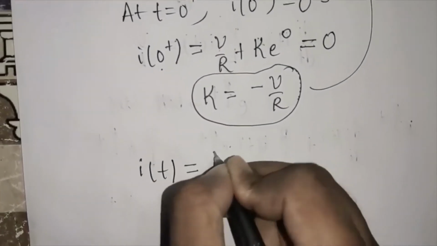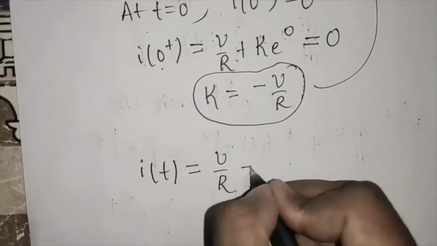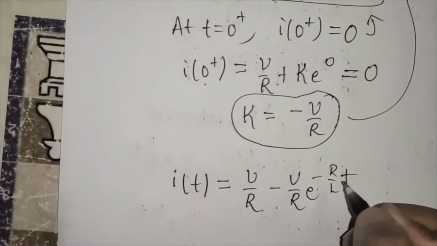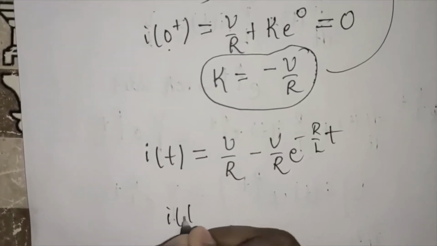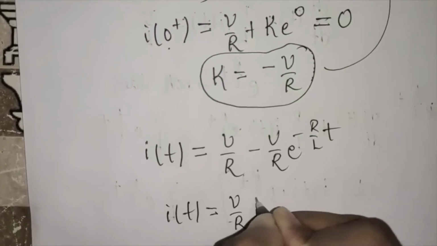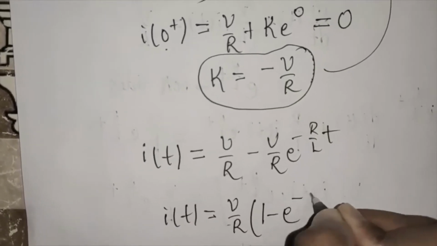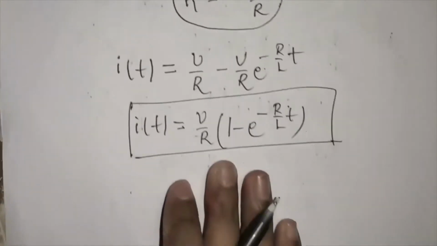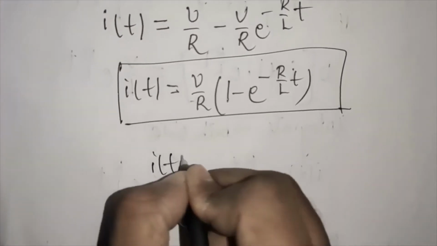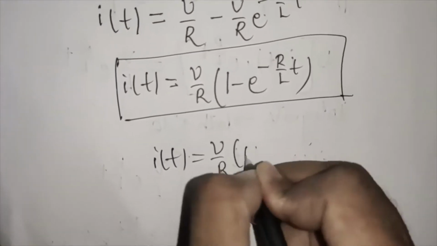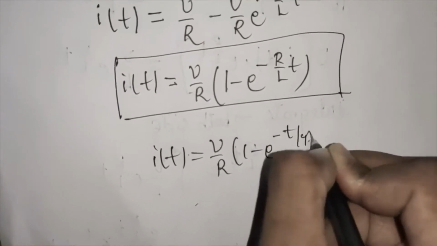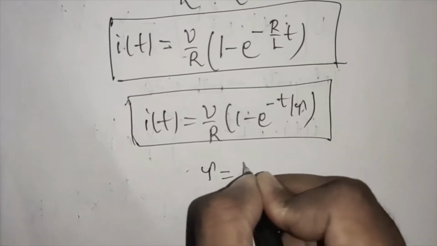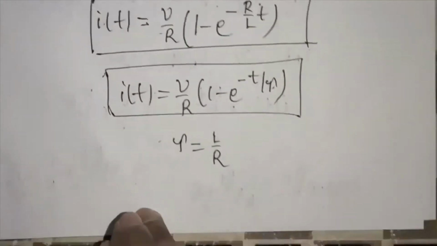I of t is equal to V by R, so instead of k, minus V by R into e power minus R by L into t. Therefore I of t is equal to V by R. If I take common, it is 1 minus e power minus R by L into t, or I of t is equal to V by R into 1 minus e power minus t by tau, where tau is the time constant, which is L by R for a series RL circuit.